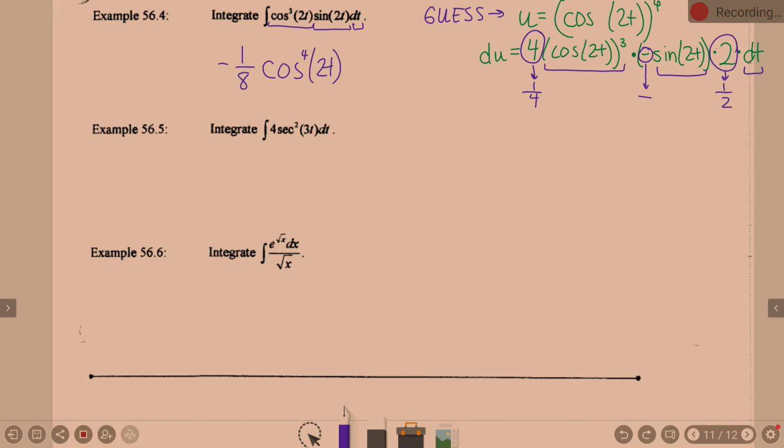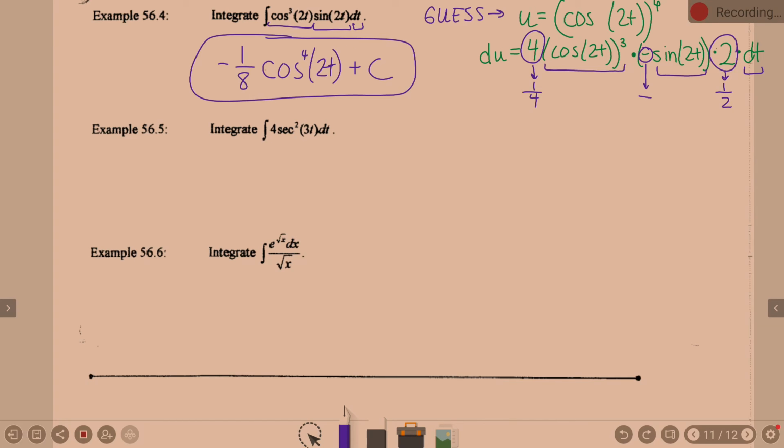cosine of 2t raised to the 4th. I don't know if it's more proper form or not, but I put my 4 back on the cosine itself rather than outside. And then I'm going to say plus c. That one wasn't horrible, was it? It's my favorite. You like some of the others better.